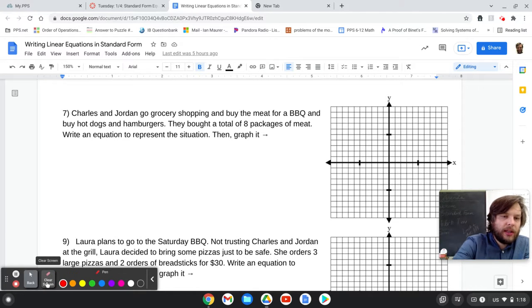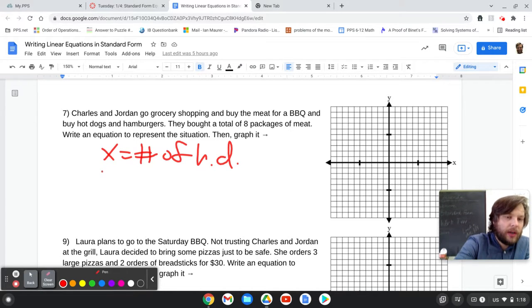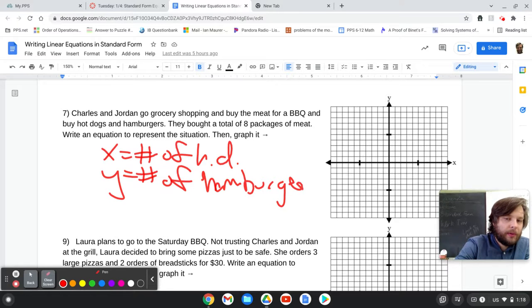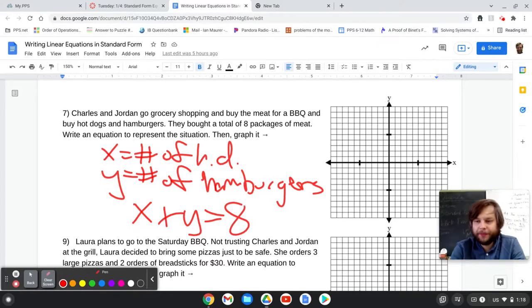So let's just use x equals the number of hot dogs, y equals the number of hamburgers, and then all that we really know is that there are 8 of them total. So I know that x plus y, the hot dogs plus the hamburgers, has to make 8. Now I'm going to graph that.